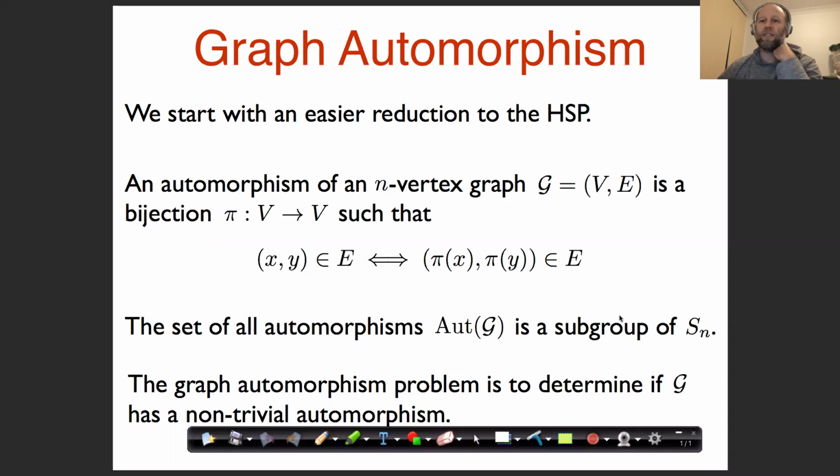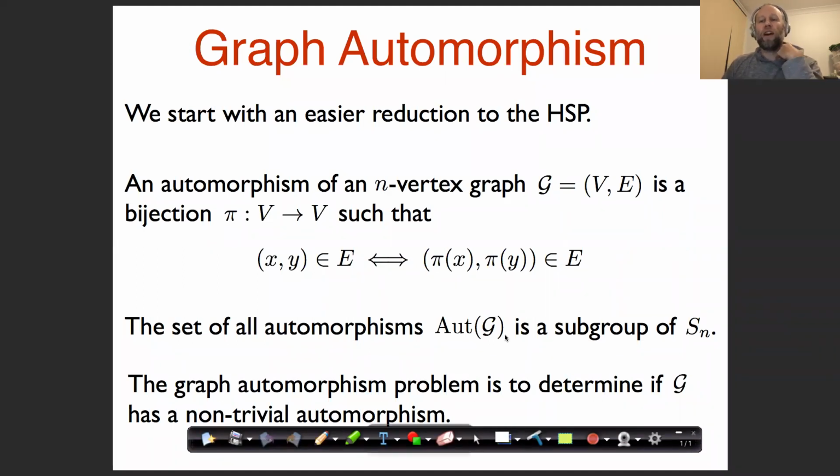So as a simple example, if we were to take a triangle here, and these are our vertices 1, 2, and 3, then if my π sends 1 to 2, and 2 to 3, and 3 to 1, then that would be an automorphism of this graph, right? It would still just be a triangle.